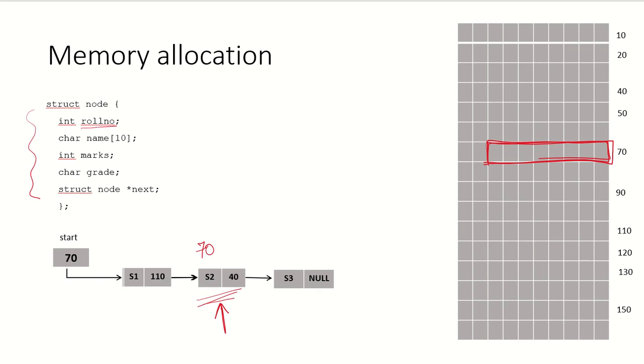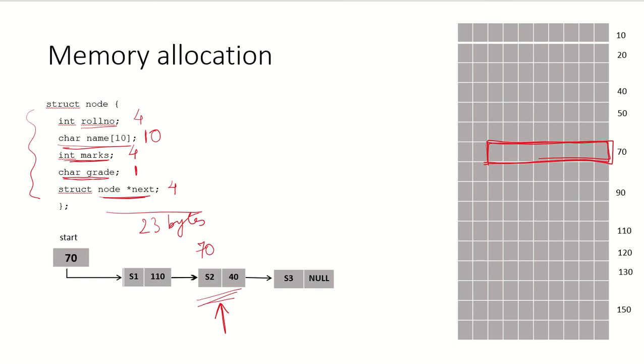Int roll number, this would require 4 bytes. A character array of 10 bytes, so this will require 10 bytes. Another integer of 4 bytes. A character grade like A, B or AB, so this would require 1 byte, and a pointer to the next node, 4 bytes. So if you see over here, this requires 23 bytes. So that means each node is requiring 23 bytes over here.